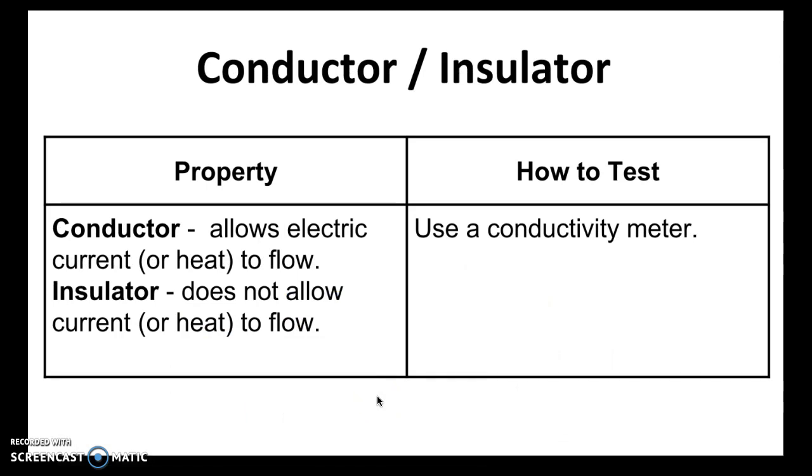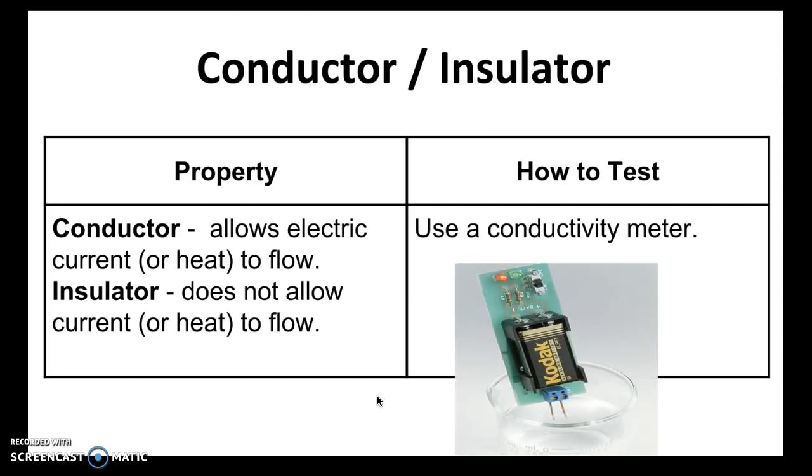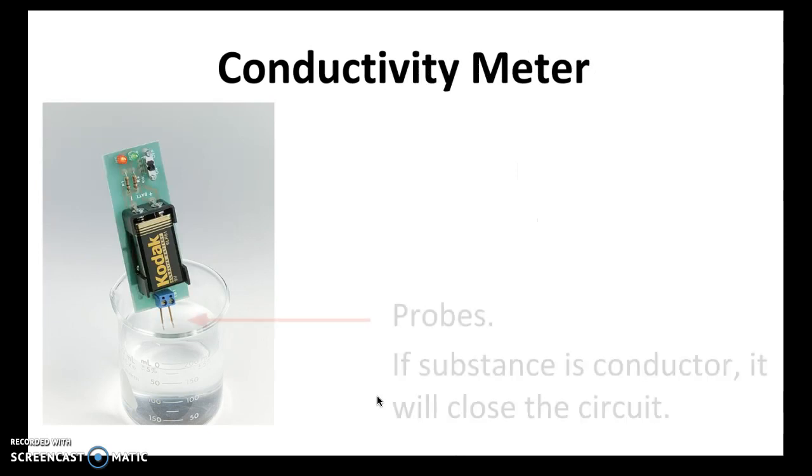Conductor and insulator. Conductor means it allows electric current or heat to flow, and insulator means it does not allow current or heat to flow. The way we test it is we use a conductivity meter, something that you will be using in this class. So let's take a look at the conductivity meter.